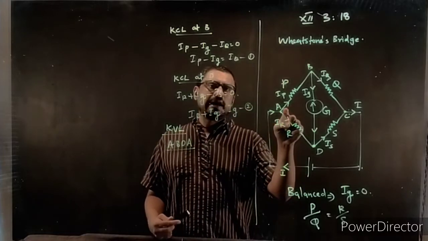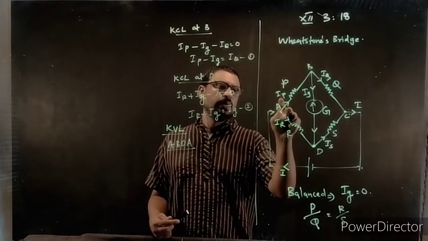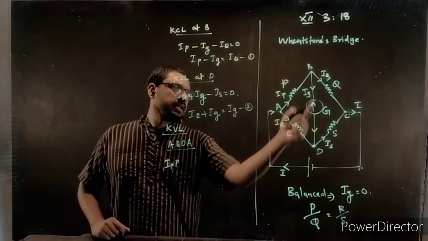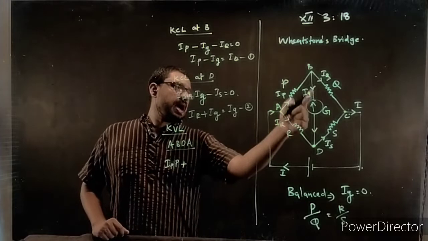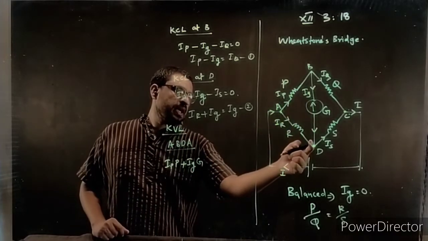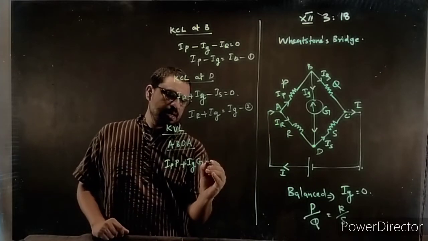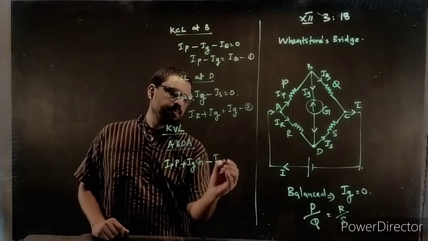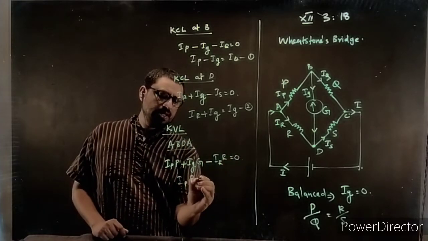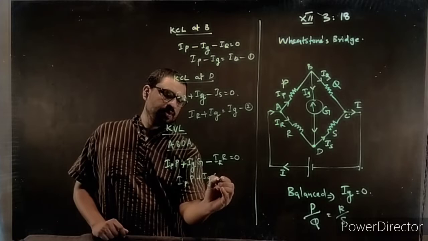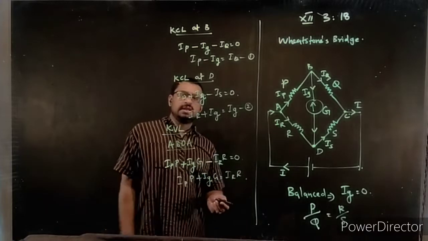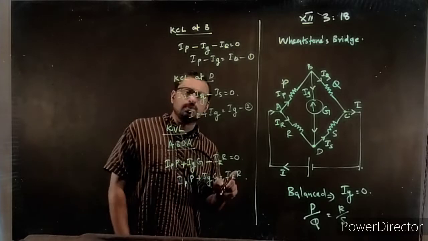Now here you can write all IR. It will be IPP. Ready? IPP, you are moving like this and that is positive, plus IGG. And you are moving like this and current is like this, minus IRR equal to 0. So what you are getting? IPP plus IGG equal to IRR. This is the loop rule for the first loop.